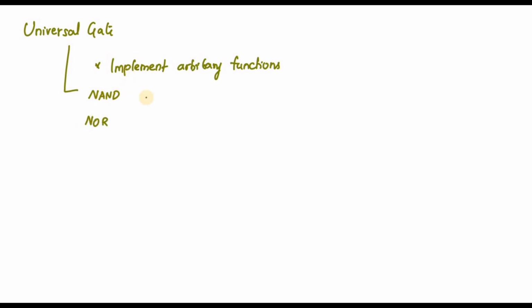So you know the symbol for the NAND gate, right? This is how the NAND gate looks like. And this is how the NOR gate looks, a two input NOR gate. With the help of NAND gate, I can implement any function, or with the help of NOR gate, I can implement any function.